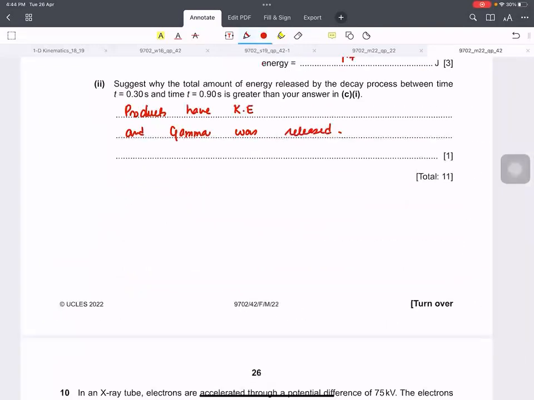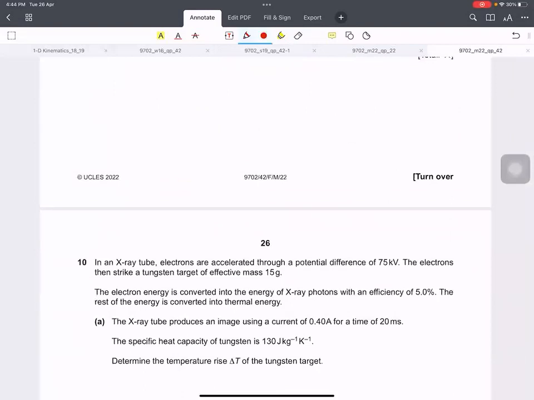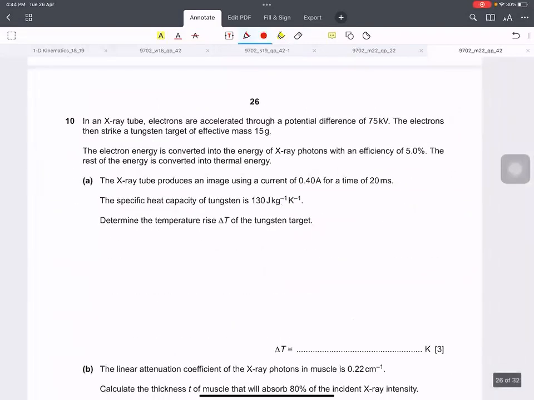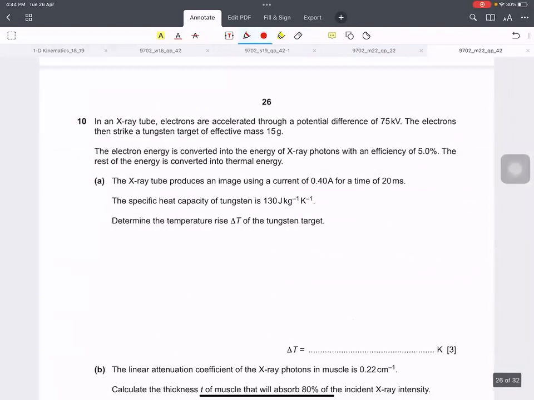Okay. Then question number 10. X-ray tube, electrons accelerated through a potential difference of 75. The electrons strike a tungsten target, effective mass 15. Okay.